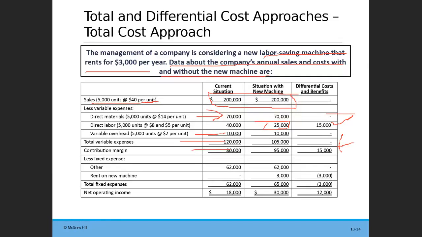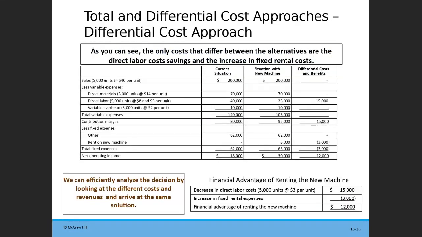Anything else? But now I have to rent the new machine. So nothing else changes except for the machine rent. So take that out: 15,000 minus 3,000 gives me an additional $12,000 of net operating income. So that looks like it's probably okay.